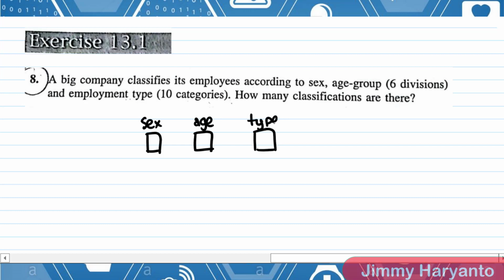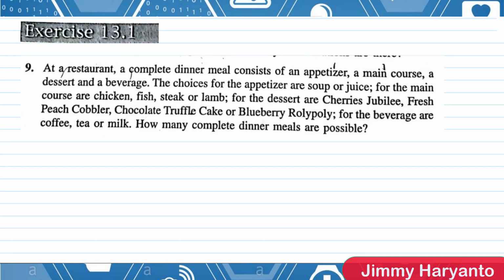Employment type. For the sex we have male and female, 2. For the age we have 6 divisions, and for the type we have 10 divisions. So overall we will have 120 ways, or maybe 120 classifications. Number 8. The next one is number 9.